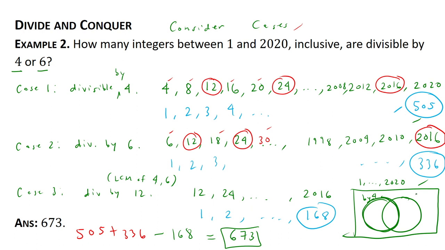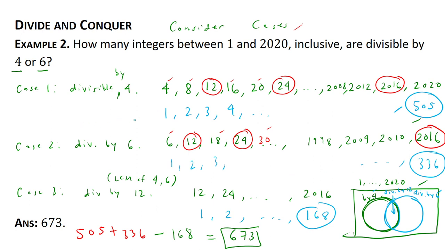Meron mga divisible by 6. At ito yon. Let me use a different color. Ito, yan yung mga divisible by 6. Okay. Kasama yung overlap. Ano ang masasabi natin sa overlap na ito? Sila yung mga divisible by 4 and by 6 at the same time. At sino yon? Sila mismo yung mga divisible by 12, the LCM, the least common multiple of 4 and 6.